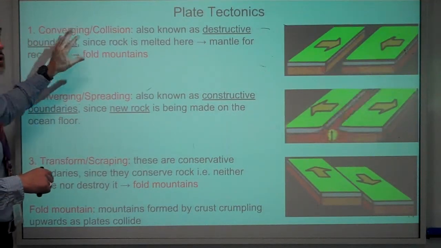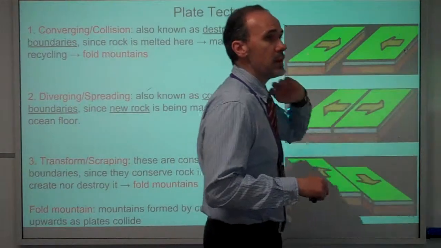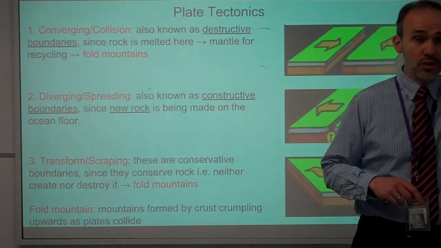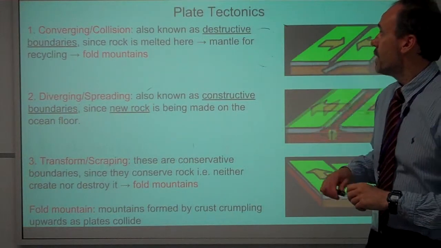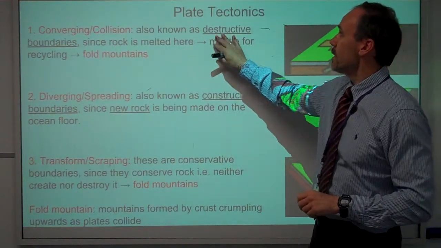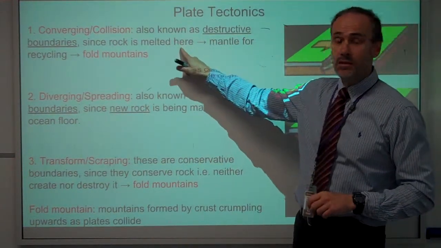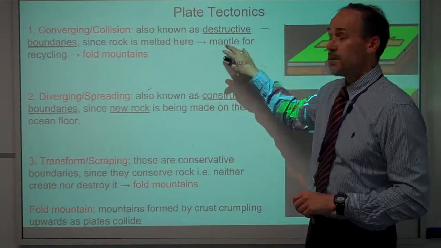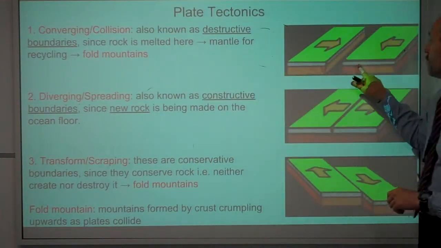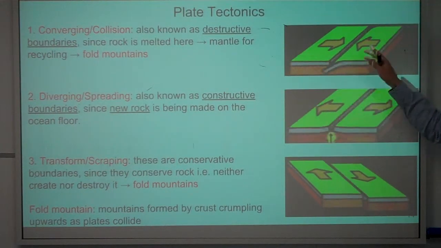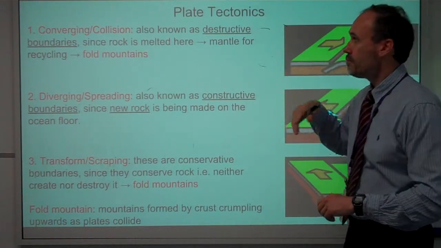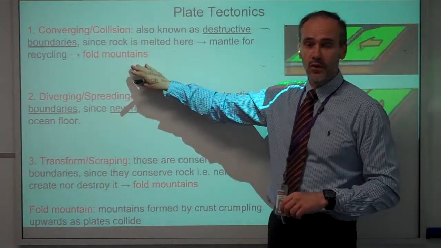At a converging boundary, two plates come together. They could be ocean-ocean, ocean-land, or land-land. Also known as destructive boundaries. Rock is melted at this location, so the mantle is recycled. So this beautiful old rock, which contains heaps of fantastic fossils, just gets melted away. And you get fold mountains forming.